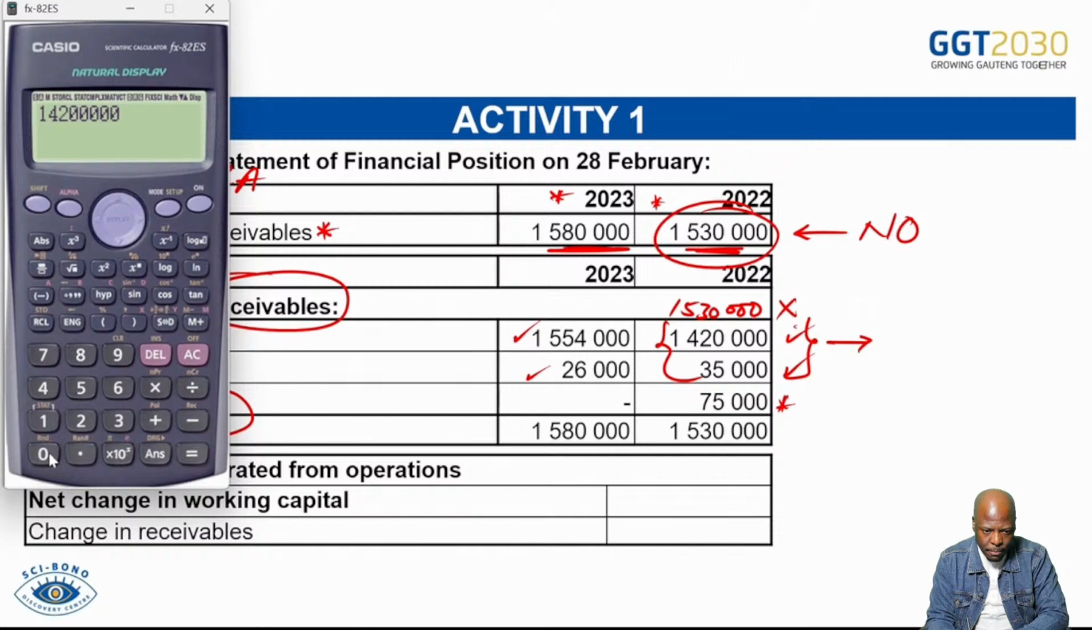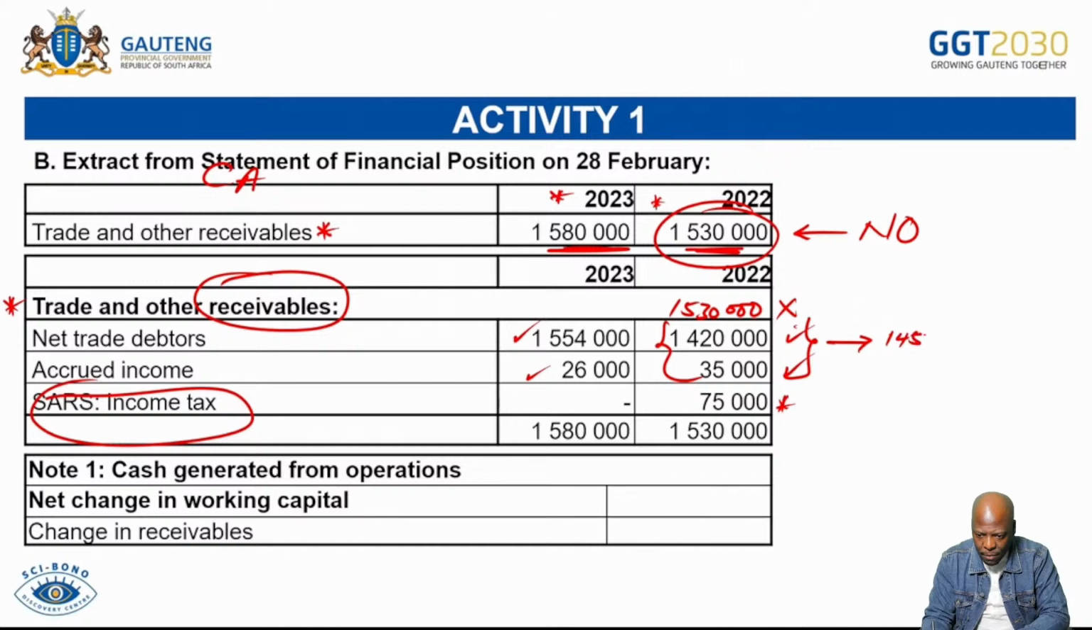1,420,000. Then I'm going to add 35,000 like that. Okay, that is going to give me 1,455,000. So here I get my 1,455,000. I have ignored the SARS income tax.